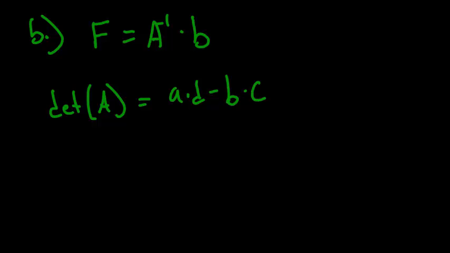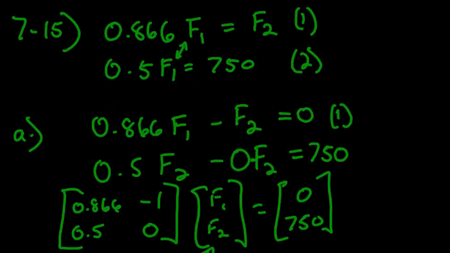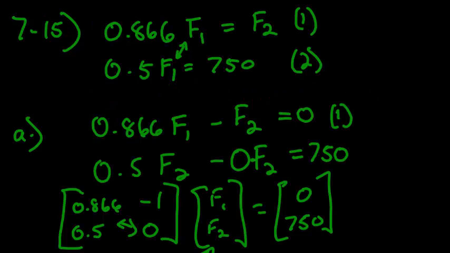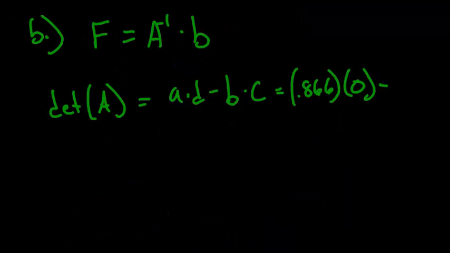Going back to our previous matrix, this would be 0.866 times 0 minus 0.5 times negative 1. So this is equal to positive 0.5.